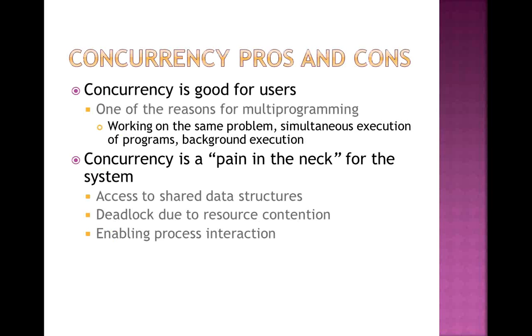Why deadlock? Because more than one process is fighting for the same resource, so there is a deadlock condition in the system, in the computer. Then, enabling process interaction. That is also a limitation: it enables the processes to interact with each other, so there is no security among the processes. This is also a limitation, or con, of using concurrency.